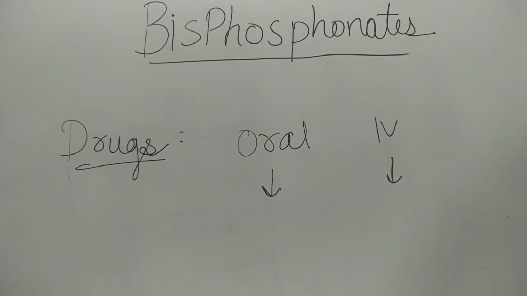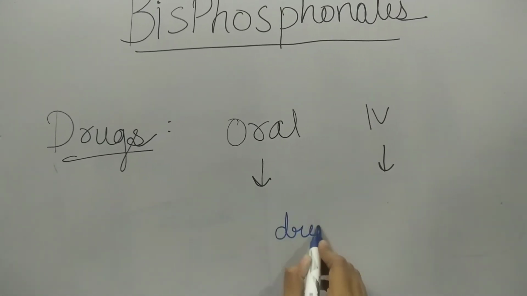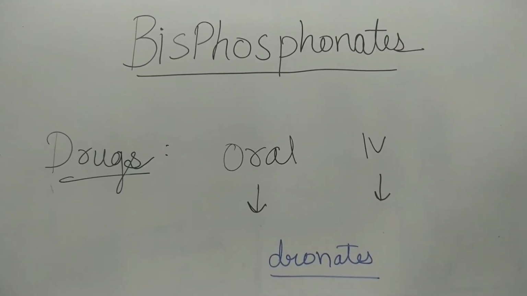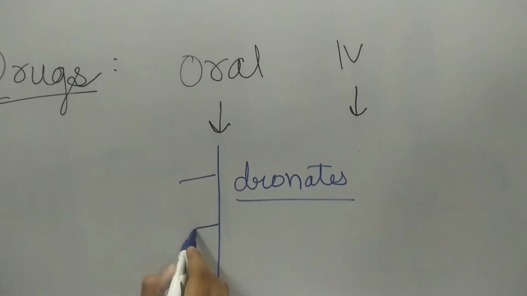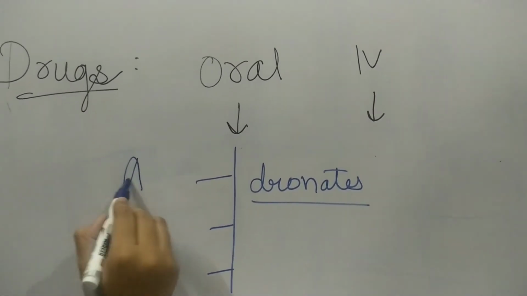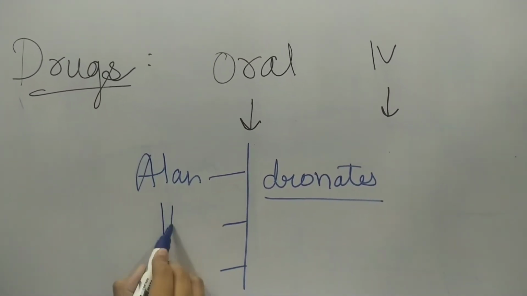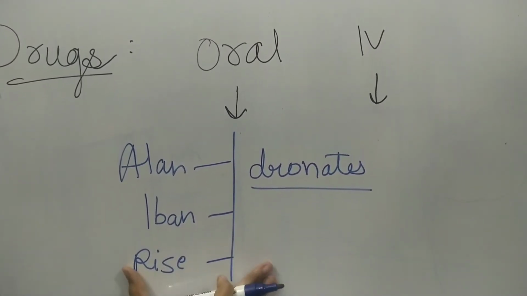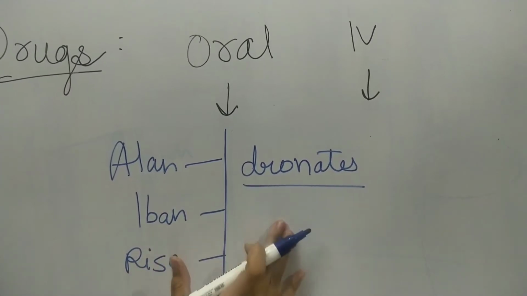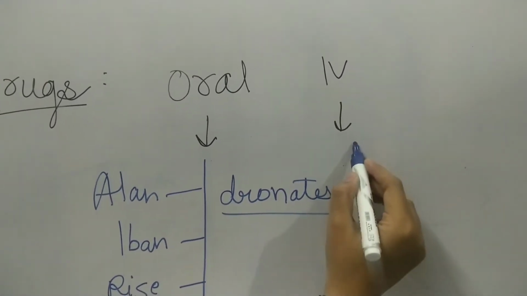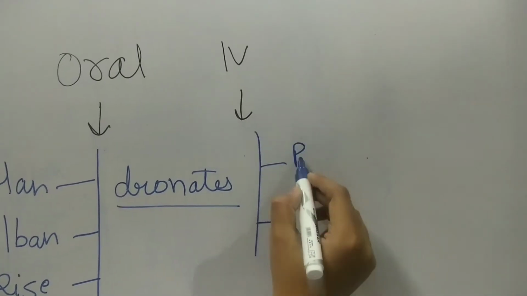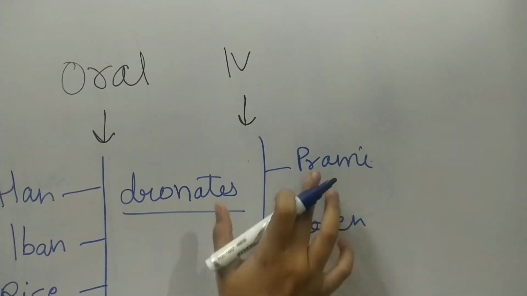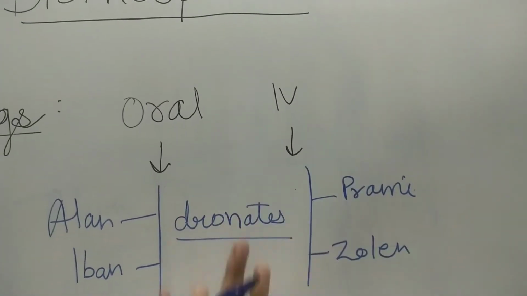In this, the first thing you have to remember is a name, that is dronates. Just remember the dronates. And then for the oral ones, you have to remember three words. First one is the "alen", the second one is the "iben", and the third one is the "rese". With this we have completed the oral drugs: alendronate, ibandronate and risedronate. In the IV you have to remember only two drugs. First one is the "prami" and the second one is the "zolen". Pamidronate and zoledronate are the IV.